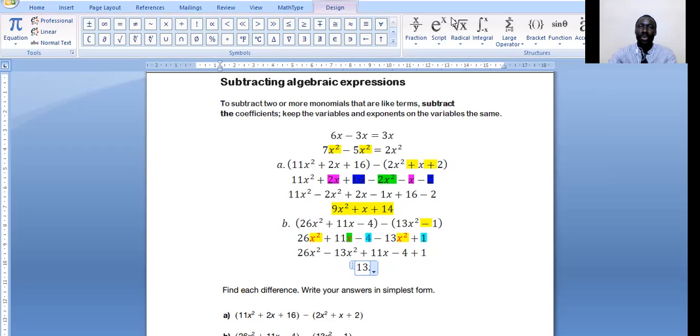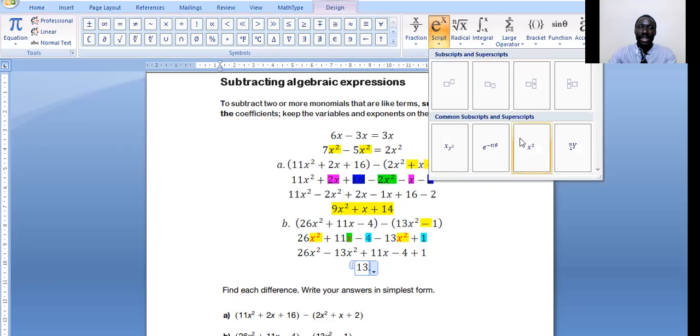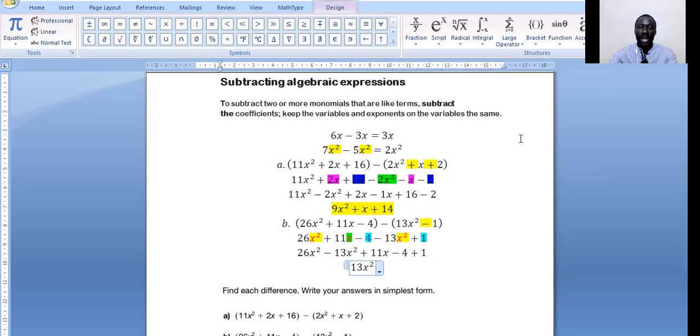So notice that when we put the x squared right next to it, we will be having 13x squared. Then now we will be having 11x, and finally minus 3. That is what we get when we add 1 to negative 4. And that is the answer to this second question, which is question B.